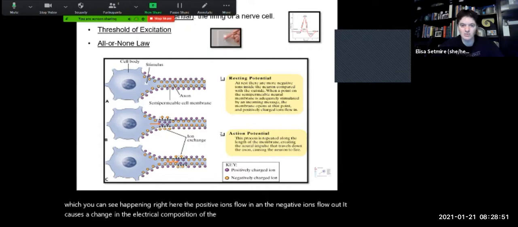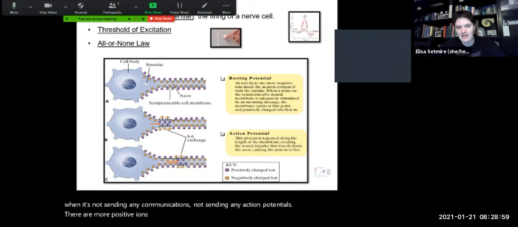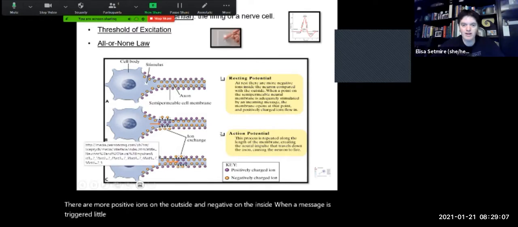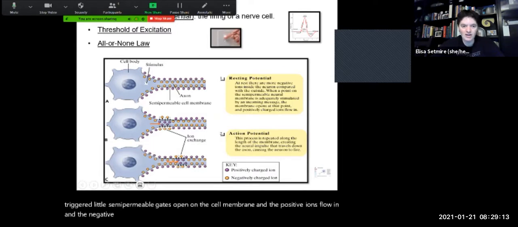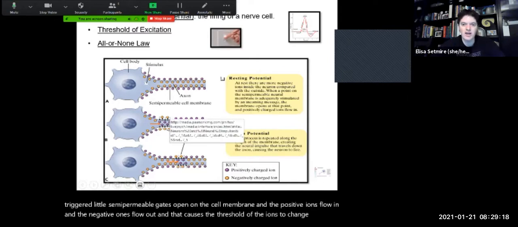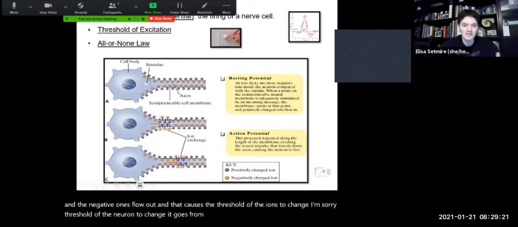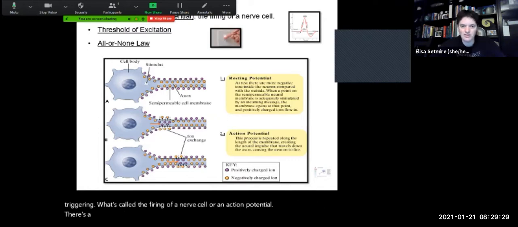Now, when a neuron is resting, when it's not sending any communications, not sending any action potentials, there are more positive ions on the outside and negative on the inside. When a message is triggered, little semi-permeable gates open on the cell membrane, and the positive ions flow in and the negative ones flow out. That causes the threshold of the neuron to change. It goes from being largely negative to largely positive, triggering what's called the firing of a nerve cell, or an action potential. There's a certain threshold that it has to cross in order for this to happen.